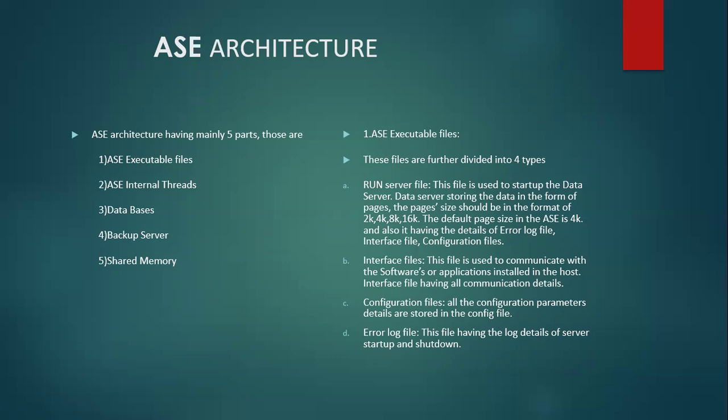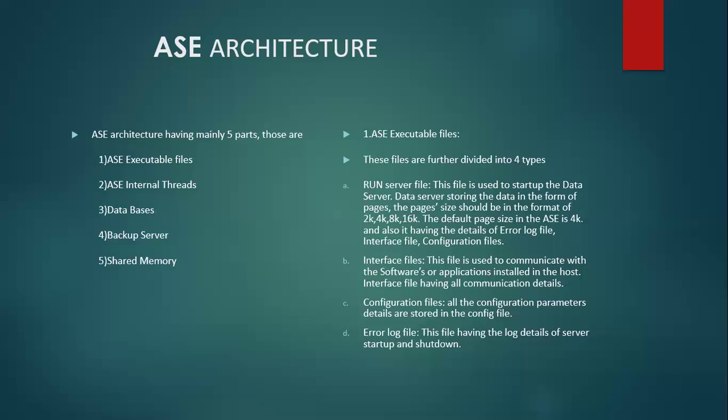I would also like to explain that ASE has 2 servers, as already explained in the previous class: one is the data server, and one is the backup server. Each server has one run server file. The data server has one run server file, and the backup server also has a run server file. The 2 run server files are used to start up the respective servers, the data server and the backup server.